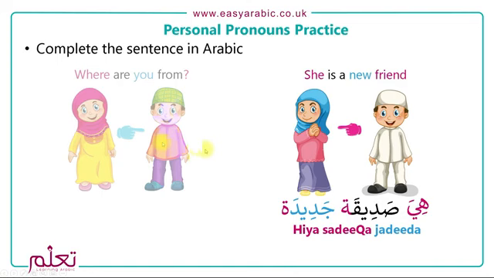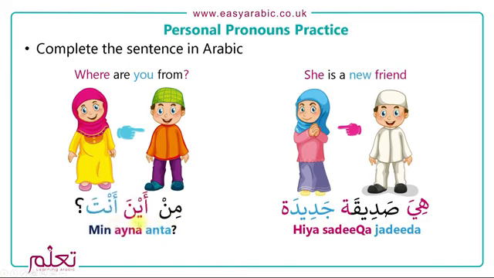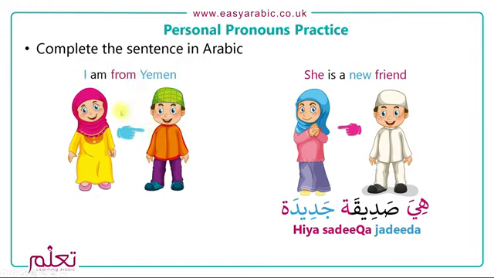Okay. So next one, where are you from? The question word, where, we said was aina, from is min, so it works backwards. So here's min, aina, and anta. So she's asking him, where are you from? Min aina anta. And he would say, let's say if I am from Yemen, we say ana, I, and then from is min, and then the name of the country: ana minal Yemen. I am from Yemen. Okay, so hiya صديقة جديدة and ana minal Yemen.